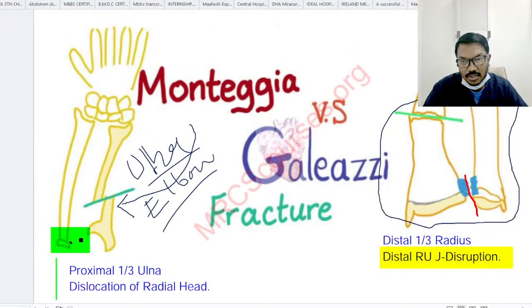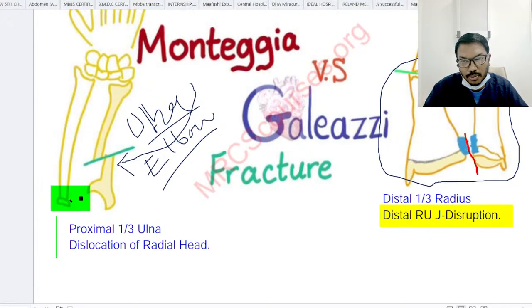Here you can see. You can remember only this. Remember these 2 points. In Monteggia, proximal one third of the ulnar fracture. This is radius and this is ulna. Proximal one third of the ulnar fracture and dislocation of the radio-ulnar head. The radio-ulnar head will be dislocated here, and proximal one third of the ulnar fracture.